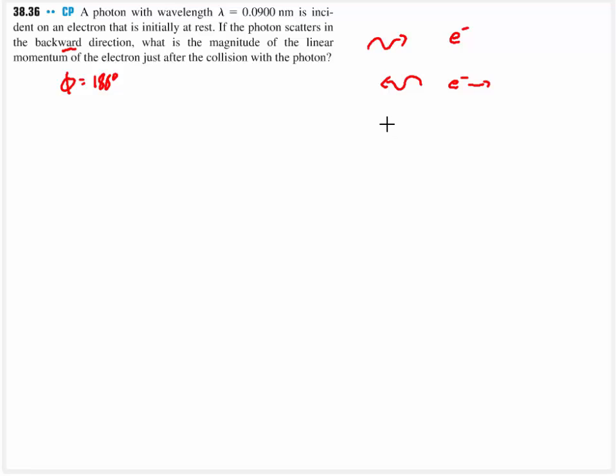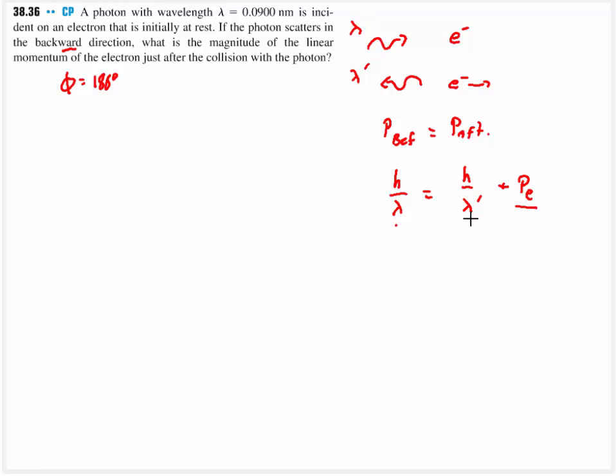What we're going to do is we're going to say the momentum beforehand has got to be equal to the momentum after, and we know that momentum is going to be h over lambda for a photon, so we're going to have h over lambda is equal to h over lambda prime, because this guy right there imparted some of its energy and momentum to it, and so it changed its wavelength. It should be a little bit longer, plus the momentum of the electron, and this is what we're looking for.